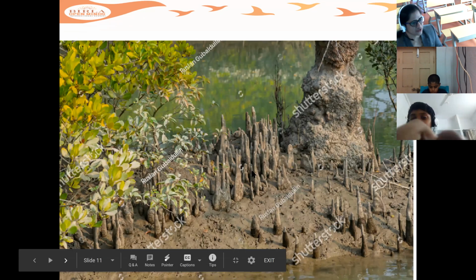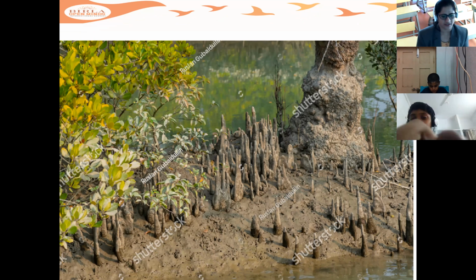So these are the pneumatophores which you can see. The roots come outside. The roots which come out help in aeration where roots suffer from less availability of oxygen. They are available in the marshy land, like mangroves.